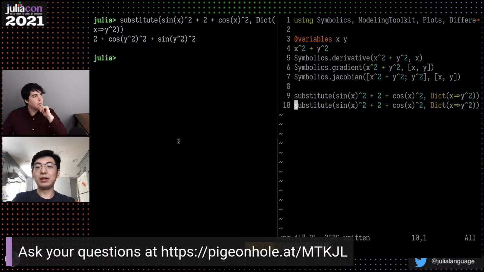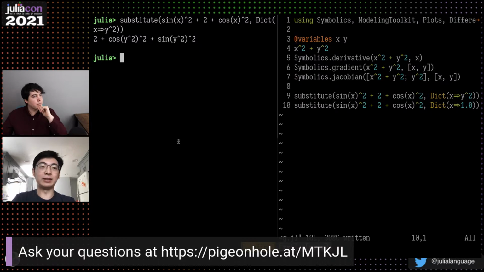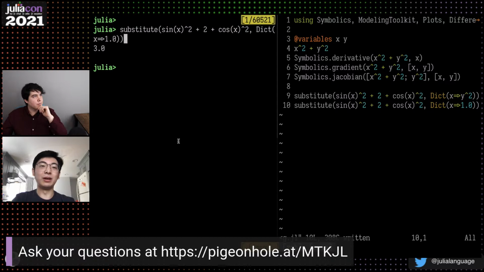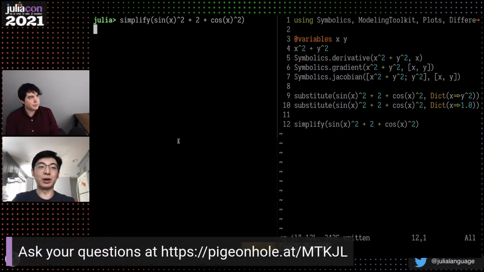And then we can also substitute in a numeric value, which is equivalent to evaluating this symbolic expression. And then, of course, because of the Pythagorean theorem, sine of x squared plus cosine of x squared must be 1. So plus 2, that would be 3. So that works as expected. Of course, we can do simplify as well. So simplify would simplify this expression into 3 directly. Sometimes it takes a while to pre-compile.